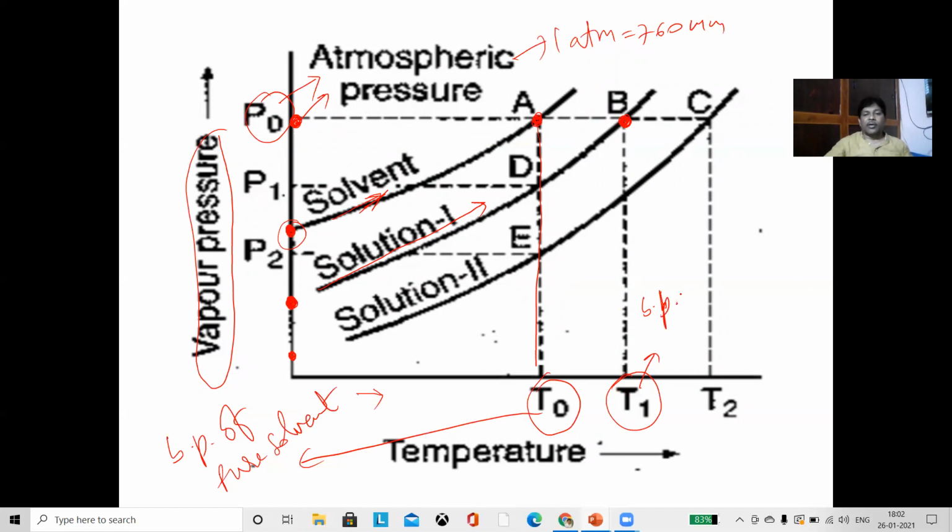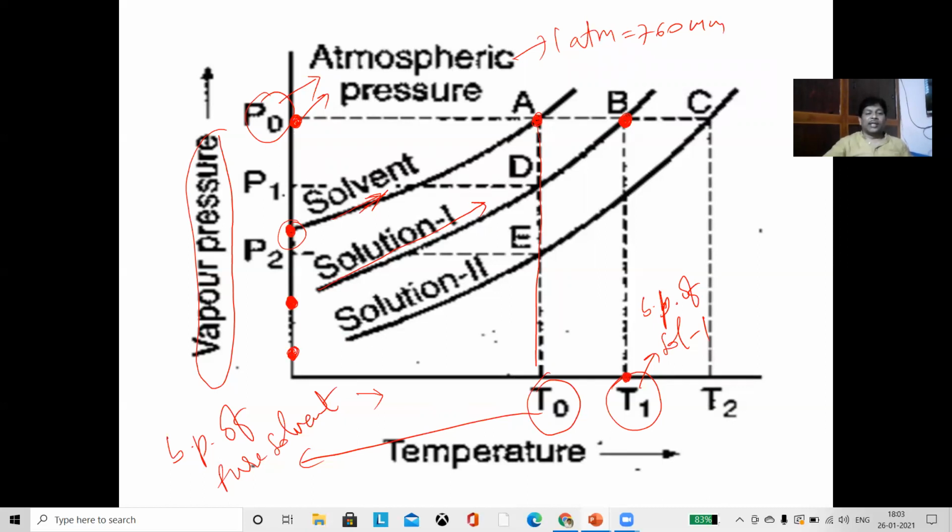BP of solution 1. The boiling point of solution 1 is this one here. At this boiling point, what happened? The vapor pressure of solution 1 became equal to atmospheric pressure. Next, solution 2 we have taken.